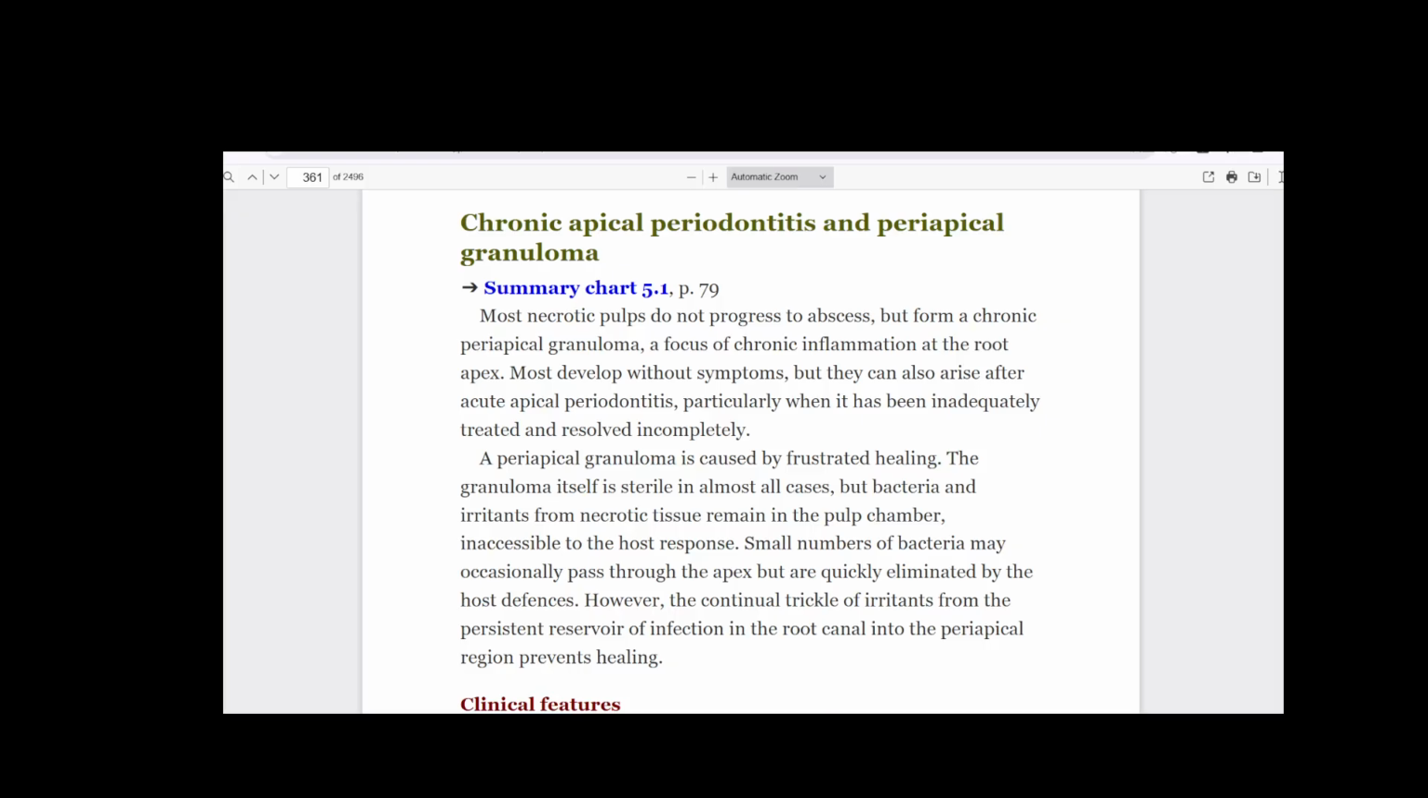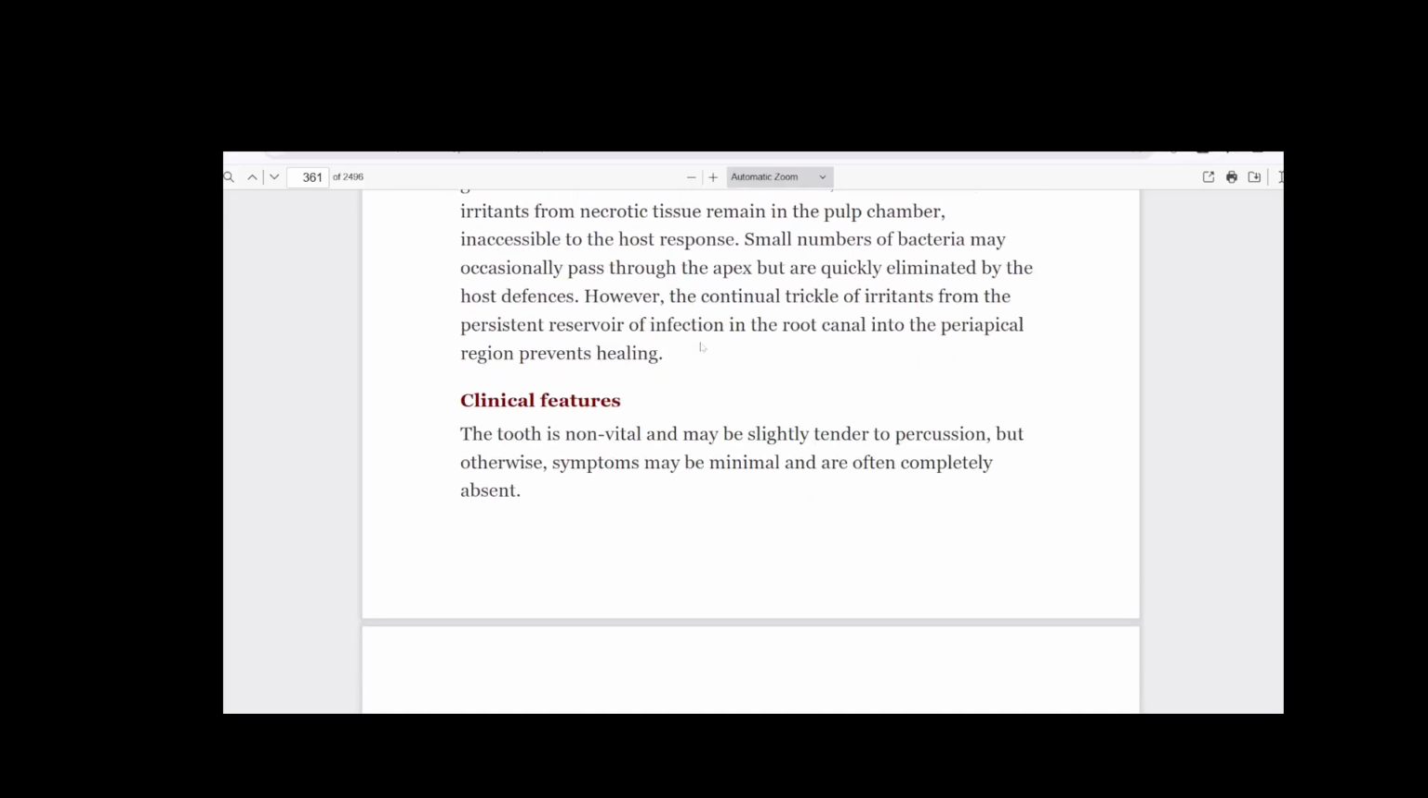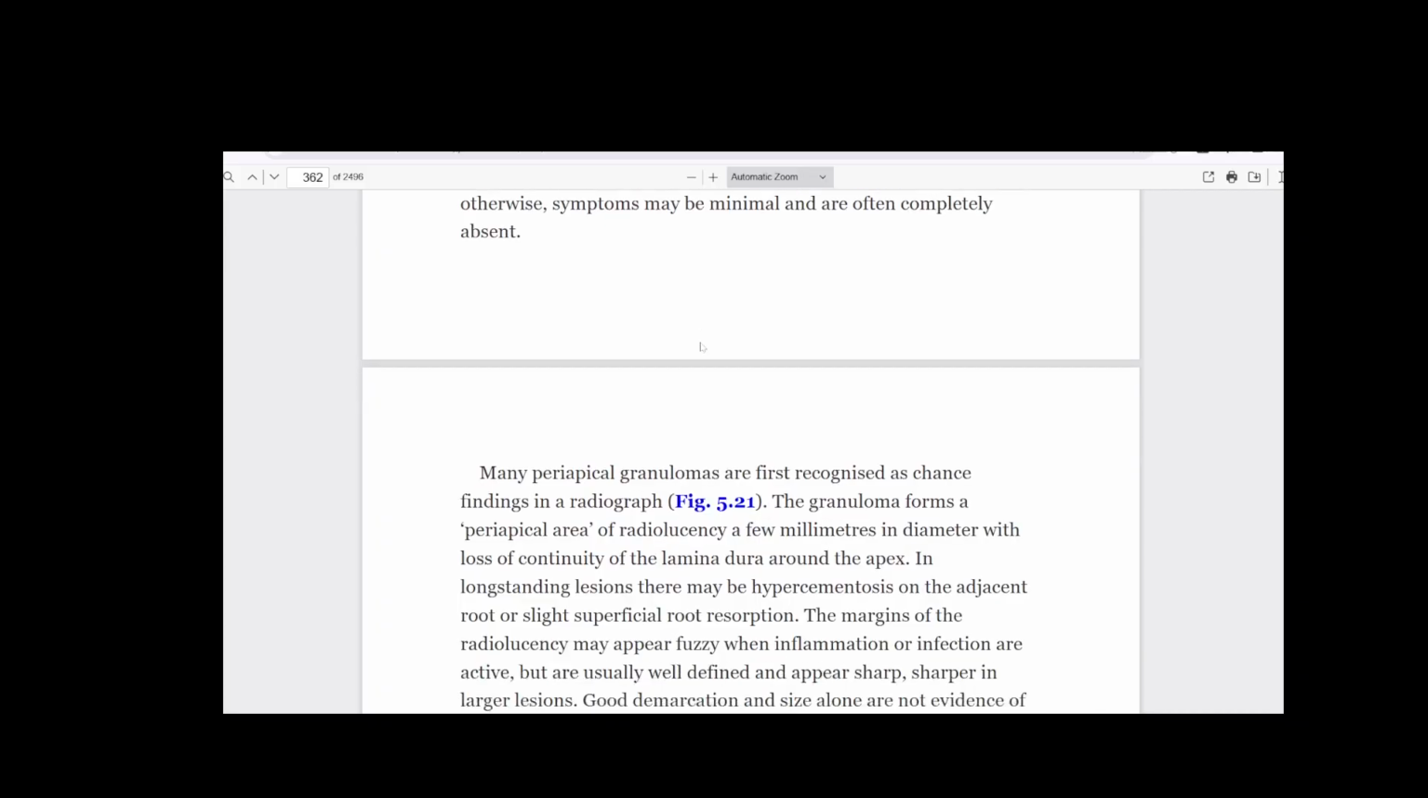The granuloma itself is sterile in almost all cases, but bacteria and irritants from necrotic tissue remain in the pulp chamber, inaccessible to the host response. Small numbers of bacteria may occasionally pass through the apex but are quickly eliminated by the host defenses. However, the continual trickle of irritants from the persistent reservoir of infection in the root canal into the periapical region prevents healing. Clinical features: the tooth is non-vital and may be slightly tender to percussion, but otherwise, symptoms may be minimal and are often completely absent.